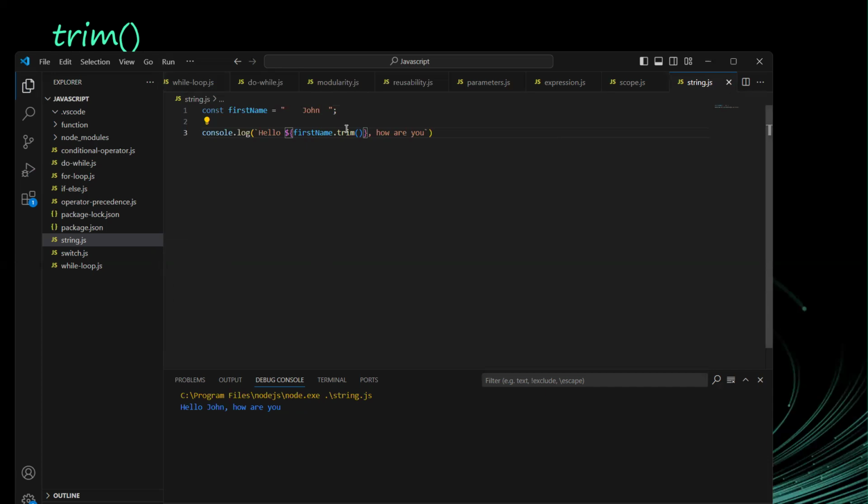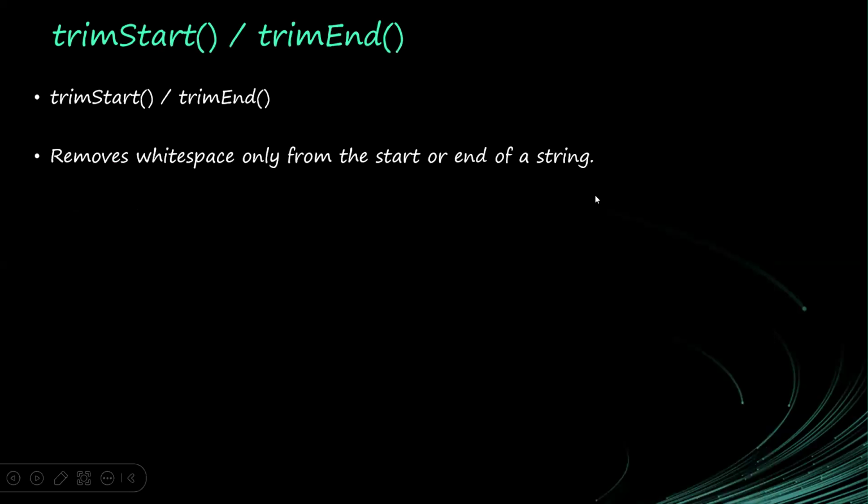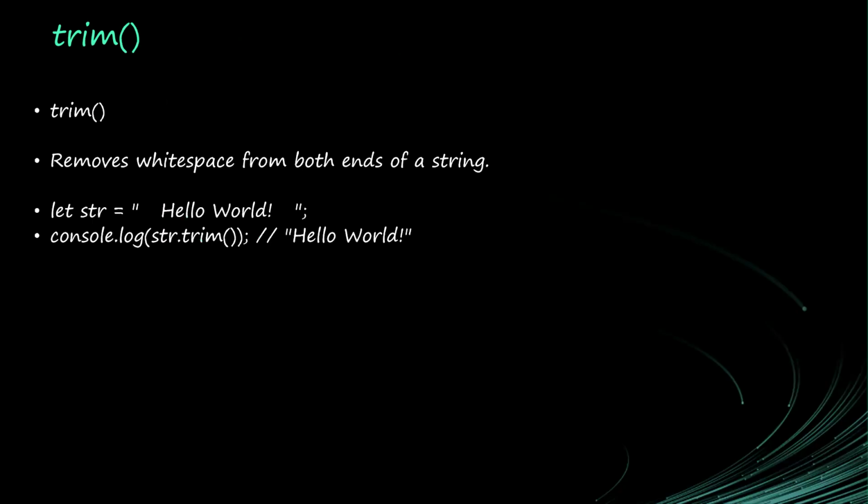If you take your mouse over it and look at the documentation, it removes the leading and trailing white spaces and line terminator characters from a string. So this is what it does. We could also take a look at trim start and trim end. Just like the names sound, trim start will remove the white spaces from the start, and trim end will remove the white spaces from the end.